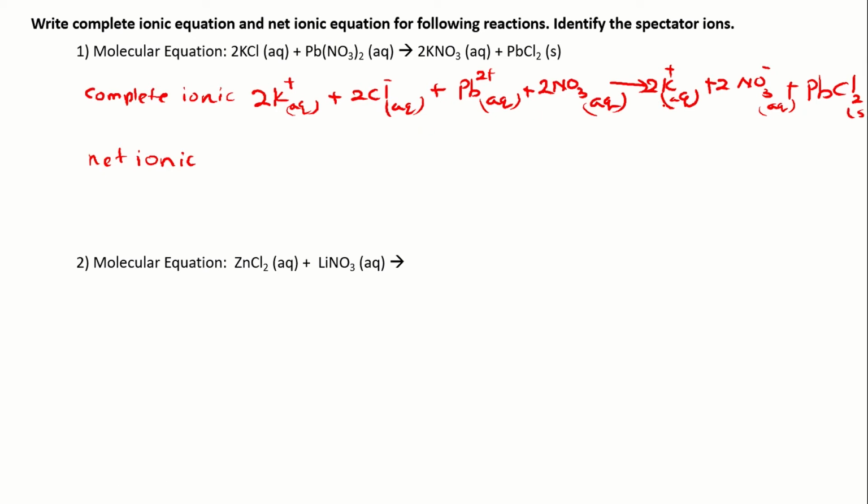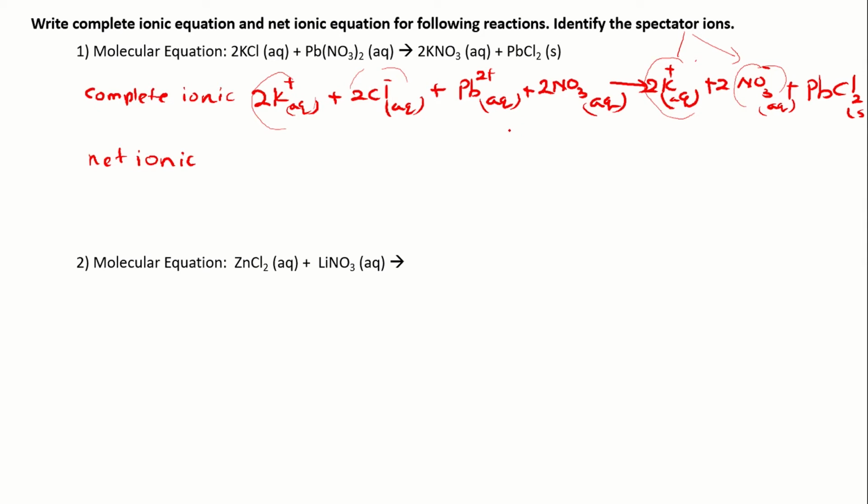Now examine both sides. Who stays as ionic form on both sides? That is going to be potassium and nitrate. On both sides, it stays there like that. So your spectator ions are potassium and nitrate.